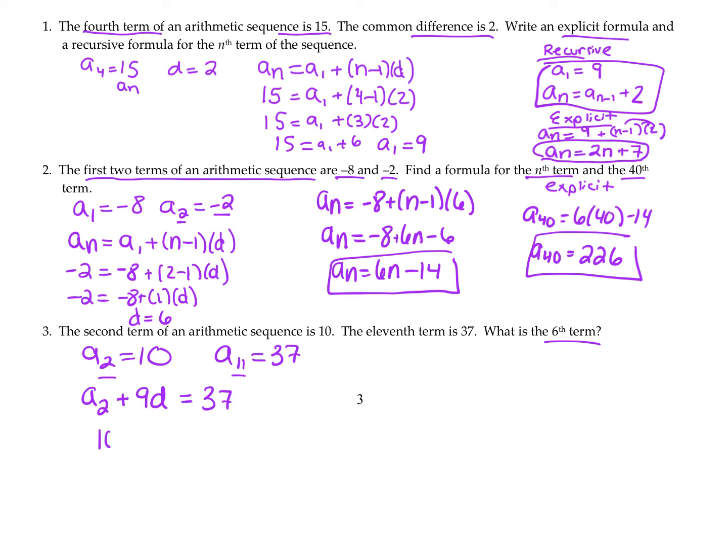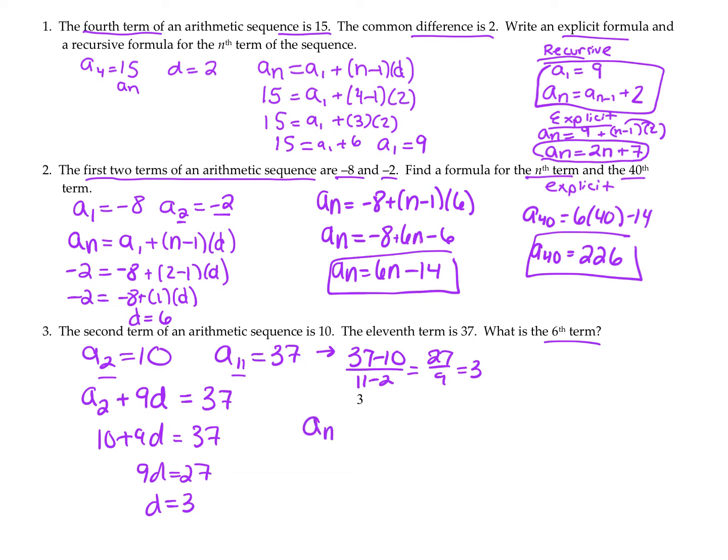So 10 plus 9 common differences would get me to 37. So it means my common difference would be 3. Since this is a linear equation, we could also do the slope formula, y minus y over x minus x. And this would also give us a common difference of 3. So now that I know my common difference, I am going to solve for my a1.